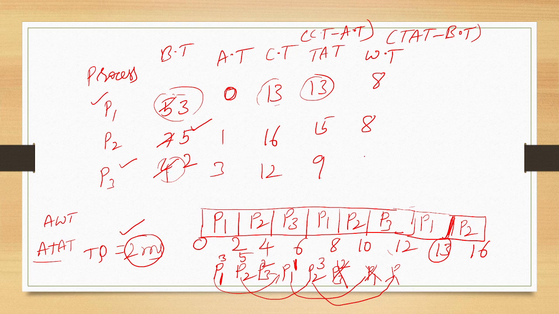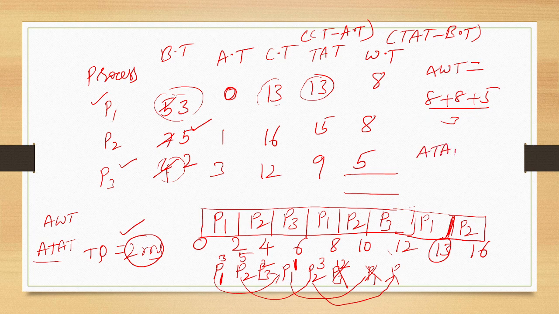9 minus 4, 5. Average waiting time, how to find out? 8 + 5 by 3. This is average waiting time. I hope you understand, right? 12. This is average waiting time.